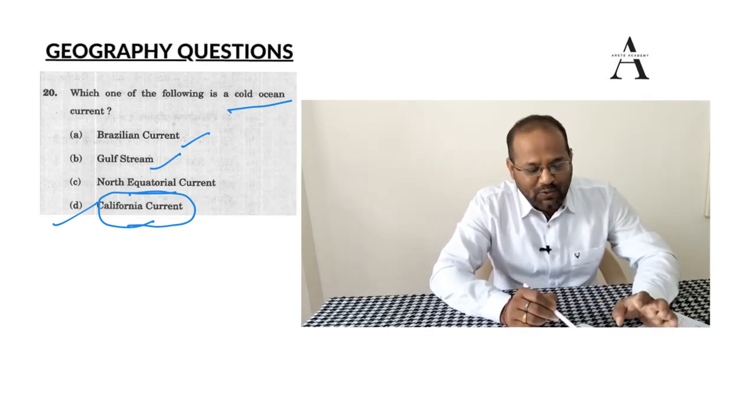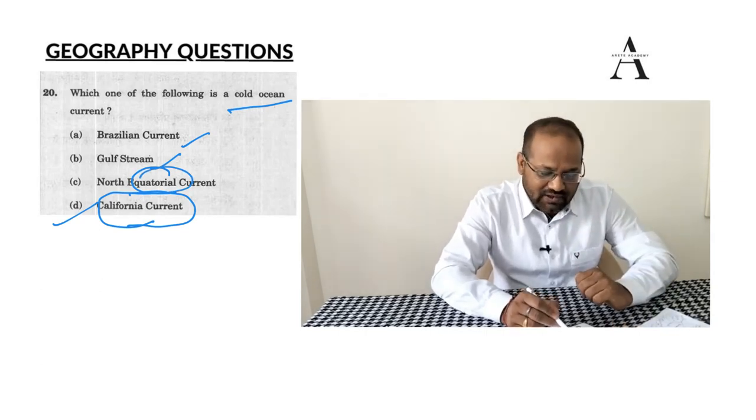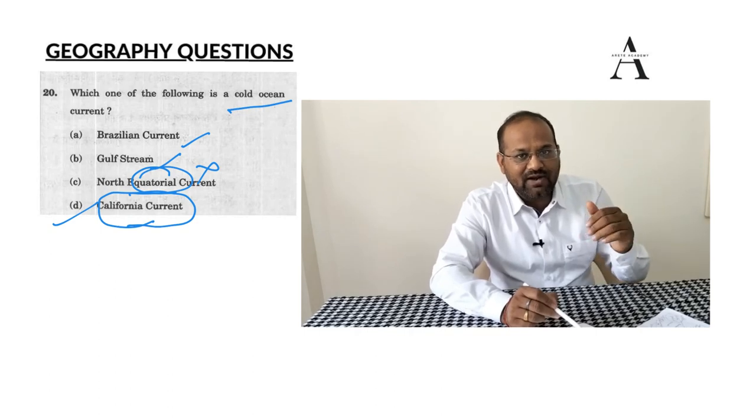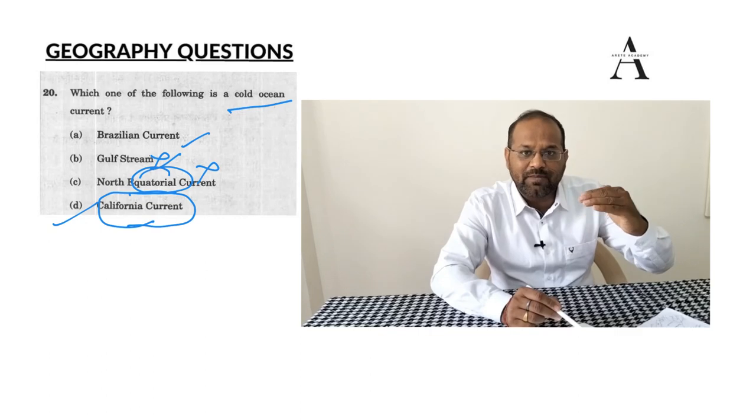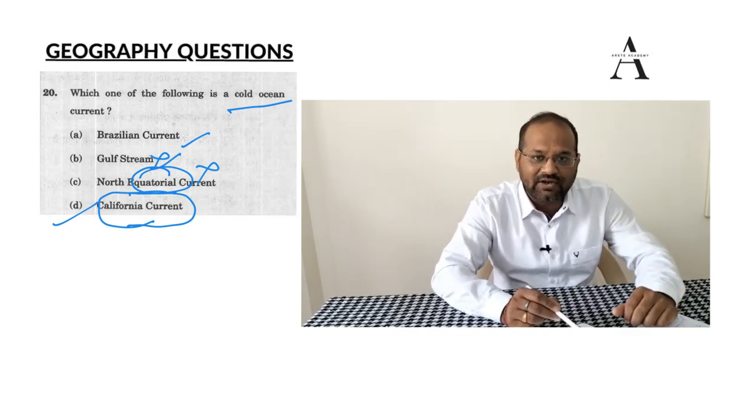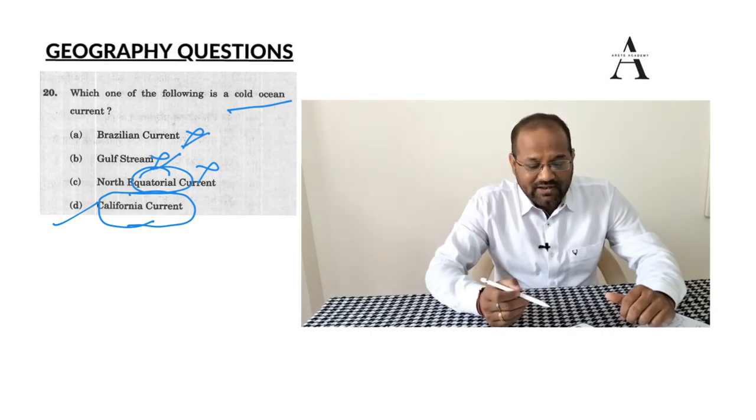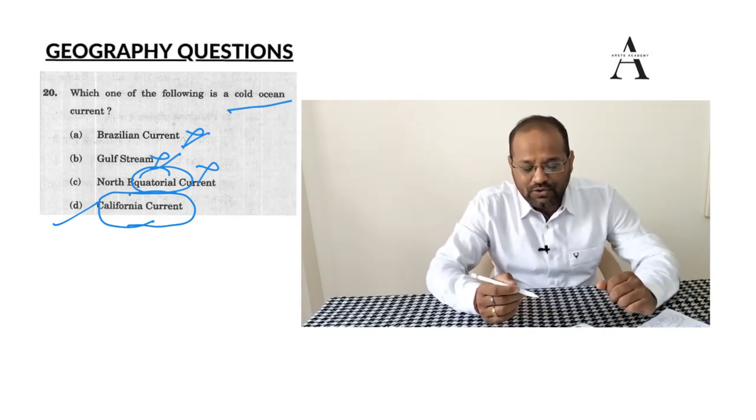And even if you don't know, near the equator we will have warm current, so that you can eliminate. Gulf Stream, we know when we read about warm currents, that also you can eliminate. Brazil is in tropical margins, tropical latitude, so that also you can eliminate. Let's dig deeper into what all information we should know, taking the help of this question.